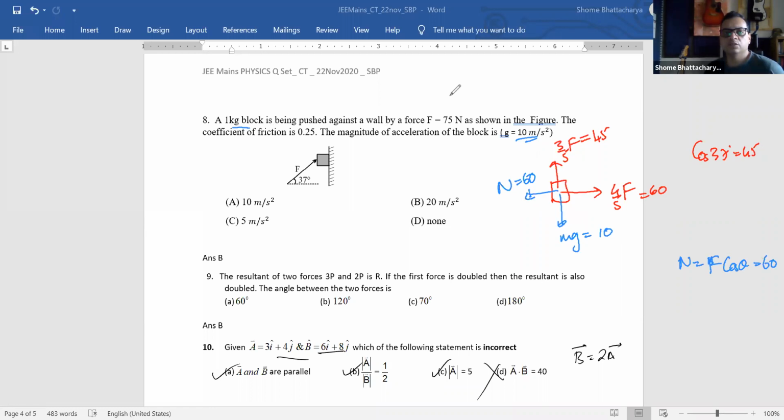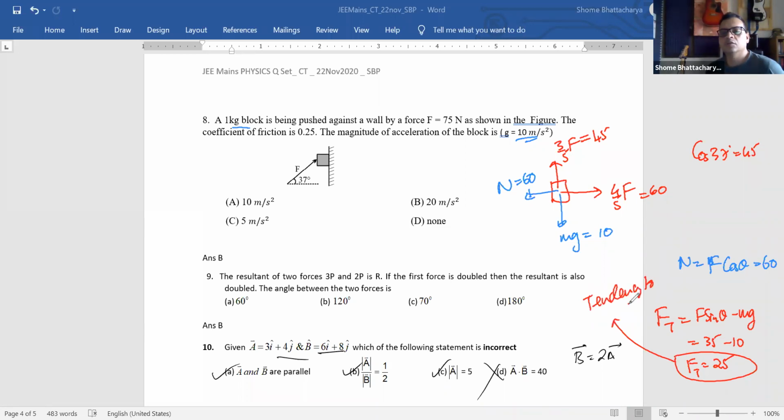Now we have to see whether or not the block will accelerate. What is the net force acting upwards? The net tangential force is F sine theta minus mg, which is working out to be 35 minus 10, so 25 newtons is the amount of tangential force. This is giving it a tendency to slip. Whereas what is the maximum friction available to us? That is mu n. Mu is 0.25, so the maximum friction is 0.25 multiplied by 60, that's 1/4 of 60, so it's only 15 newtons. So that means there is slipping.